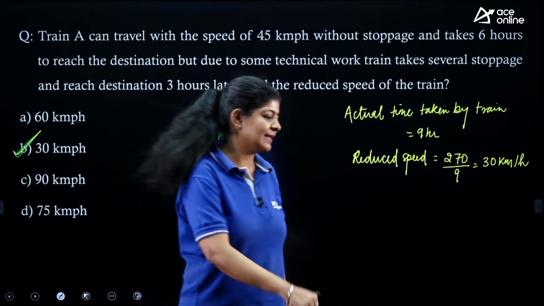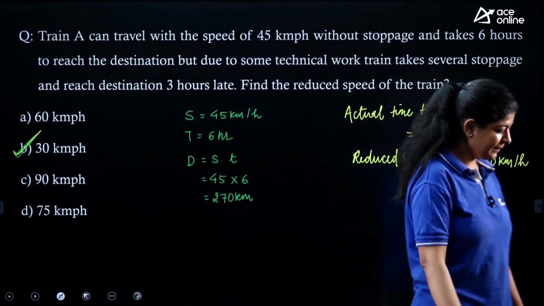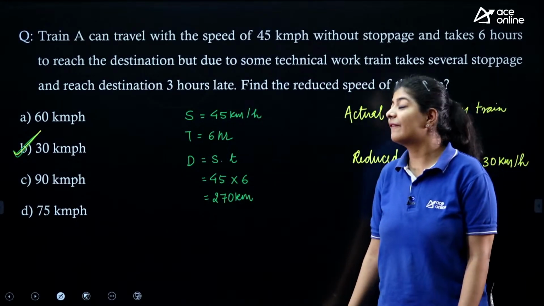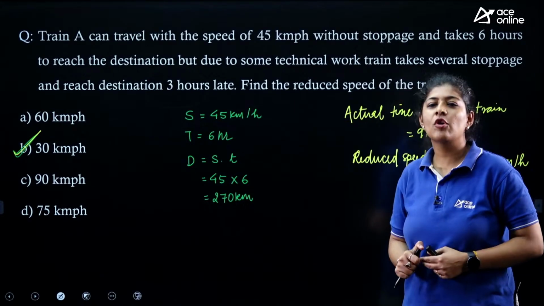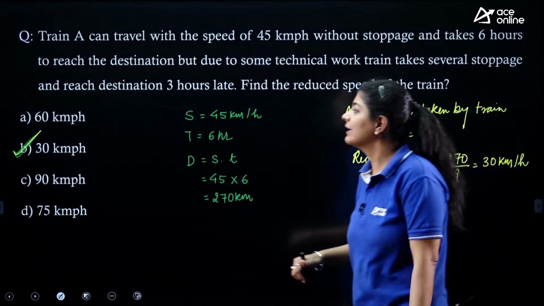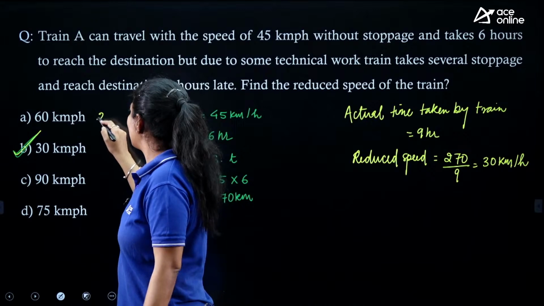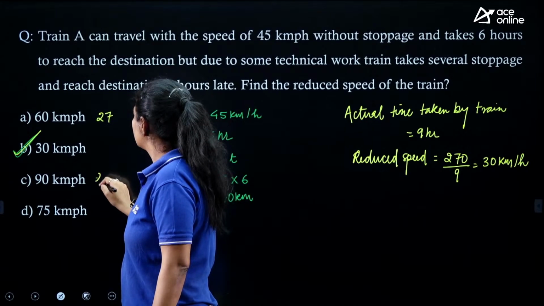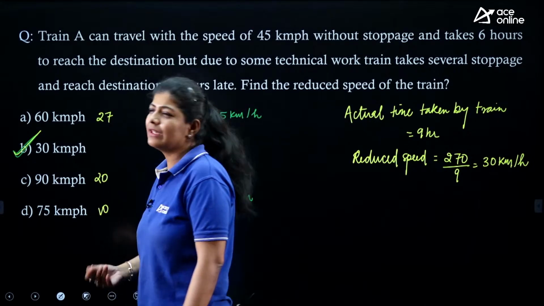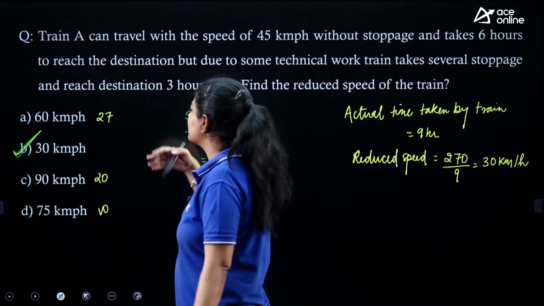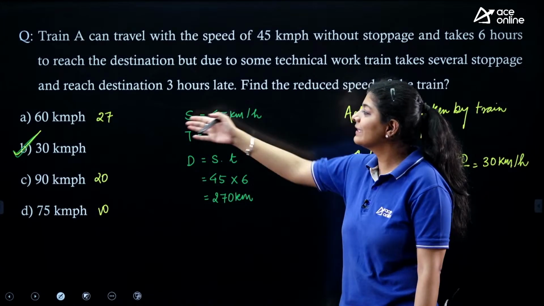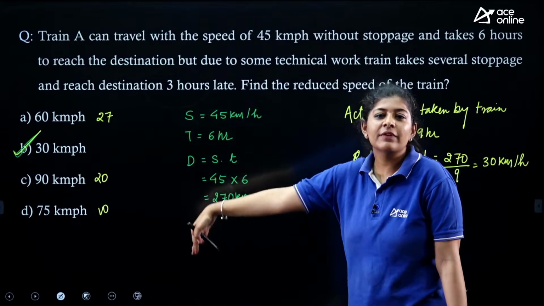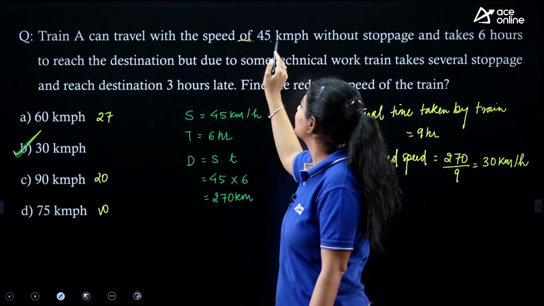Option number B is the correct one. This is a very, very easy one, and it is clearly mentioned. If we had options that were different, like instead of 60 we had 27, 20, 10, then we would need to think. But even if I don't want to solve this particular question and just read it out, I can easily say that if I want to find the reduced speed, it should be lesser than 45.